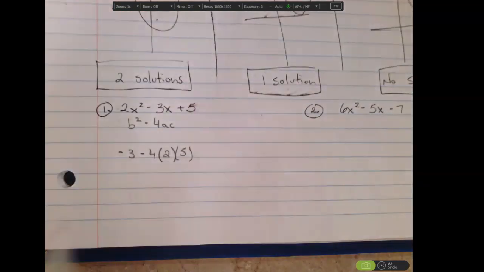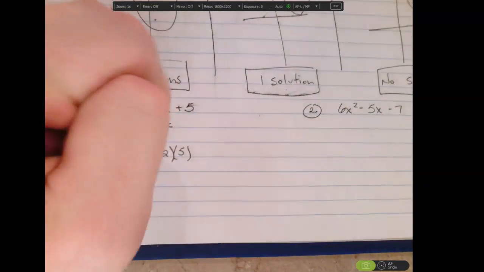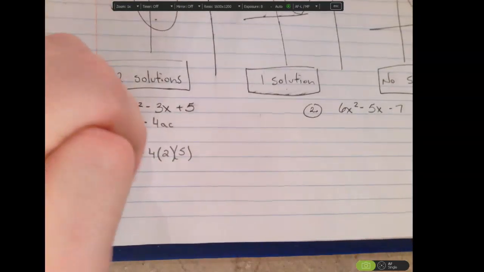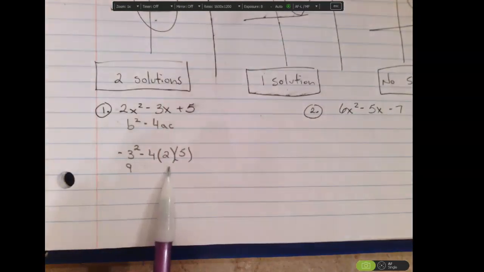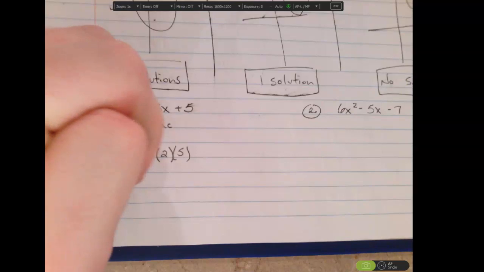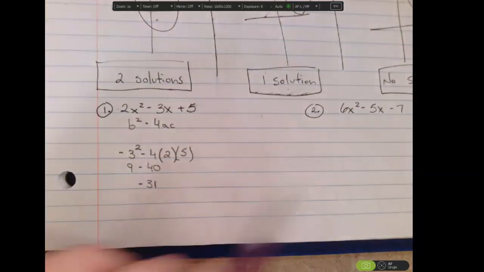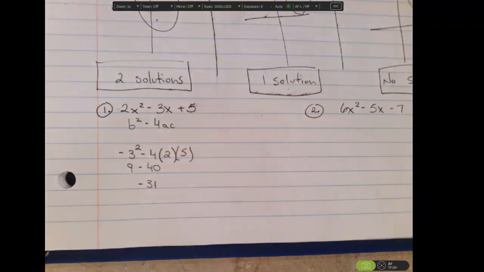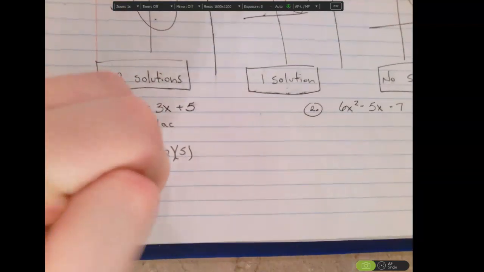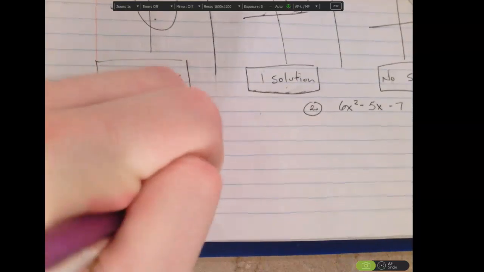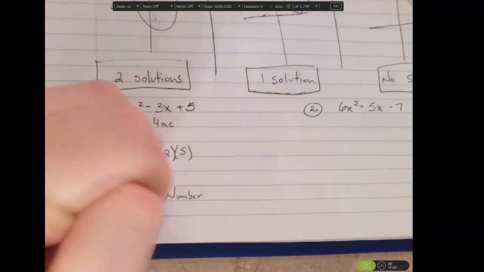So then go through, solve this out. Negative 3 squared is going to give me 9. Negative 4 times 2 is negative 8. Negative 8 times 5 is going to be negative 40. So I'm going to have 9 minus 40. I take 9 minus 40, I get negative 31. And negative 31 is less than 0. It's a negative number. So I have no real number solutions.